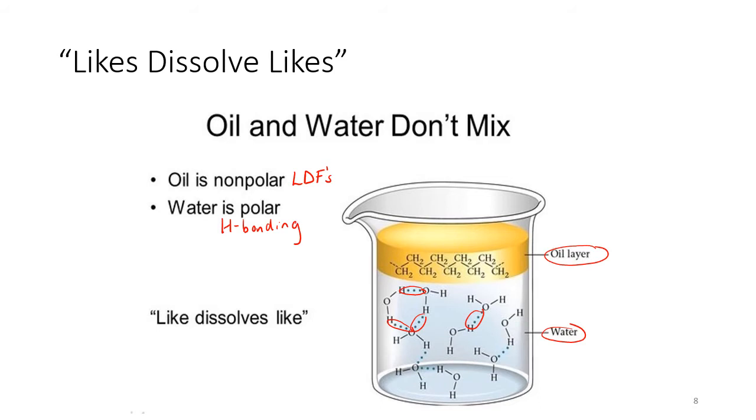So hydrogen bonding will be its strongest intermolecular force present. The hydrogen bonding is too strong of an intermolecular force to be broken by the weak London dispersion forces of the oil. So the oil layer will stay together and the water layer will stay together. We have nonpolar and we have polar, so we're not following that likes dissolves likes rule, and therefore no solution forms.